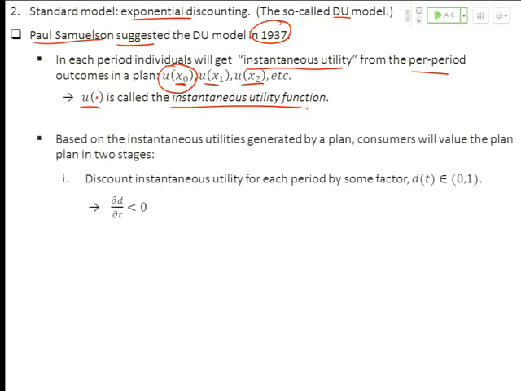So you'll hear me talking about the little u's, and I'm just talking about the instantaneous utility function. Okay, so consumers will value the plan in 2 stages, and you're going to see that this is very similar to expected utility. In expected utility, we do 2 stages. First, you evaluate how you would feel about each of the possible outcomes, and then you average across those. So we're going to do something very similar.